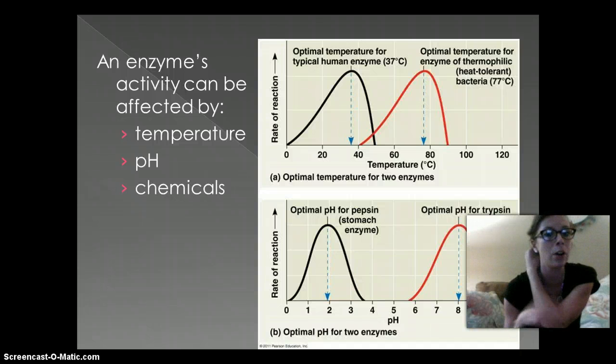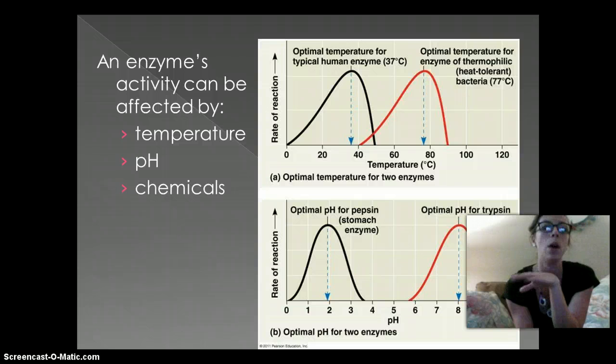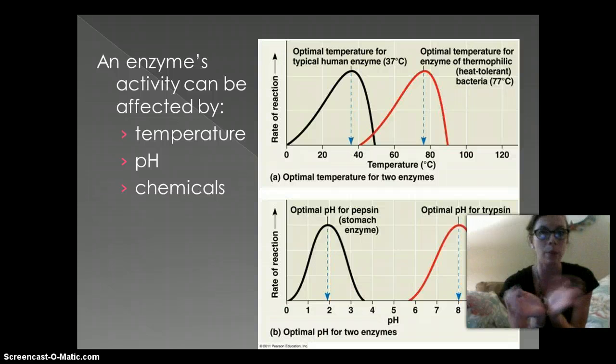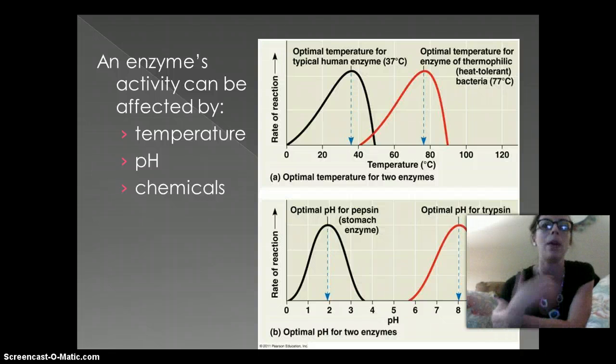So enzyme activity can be affected by temperature, pH, and chemicals. So like we did in our lab, you saw that the increase or decrease of temperature, or increase or decrease of pH is going to alter the enzyme by denaturing it. So it's going to change the shape of the protein. Remember, enzymes are proteins. And then the substrate is not going to fit into the enzyme as well. So the chemical reaction won't occur as quickly.